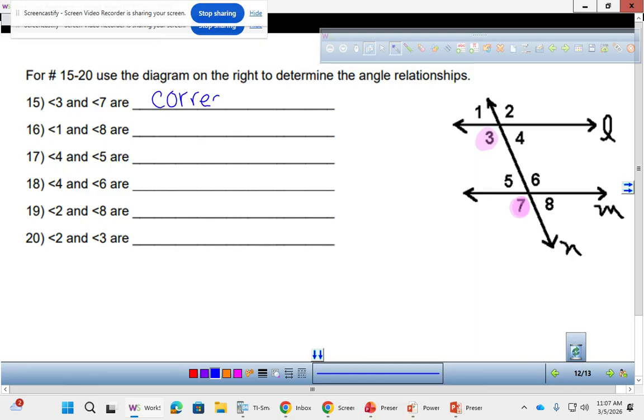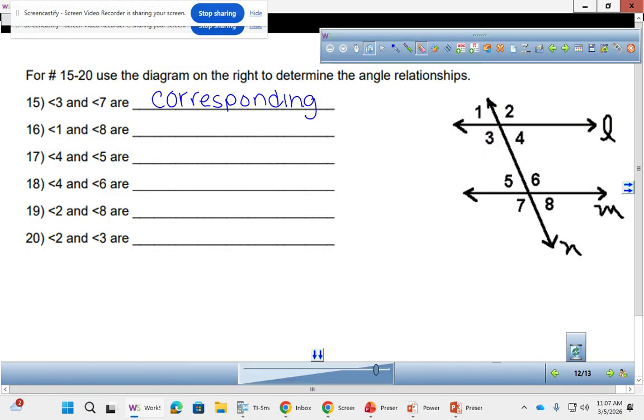These are angles that are in similar positions on the picture. These are my bottom left angles. So those are going to be corresponding. Let's erase this and start again.